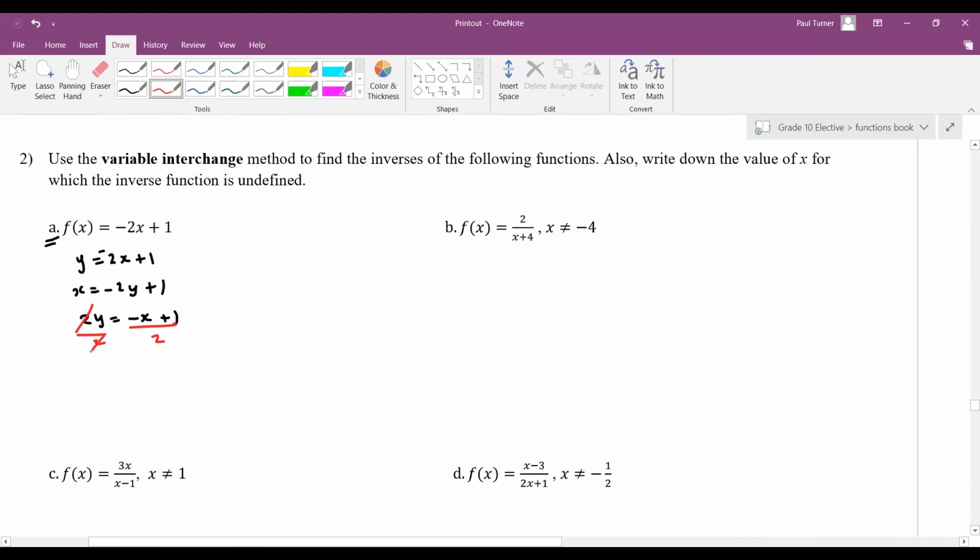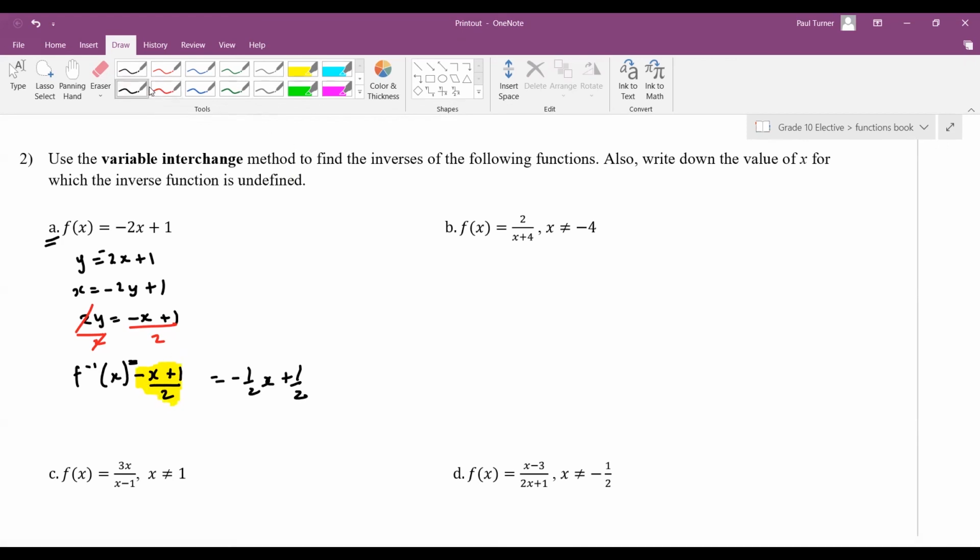Cancel your 2. So we swap x and y, we rearrange to be y equals, and that will be our inverse. So your inverse is minus x plus 1 on 2. And you can make that minus a half x plus a half if you want to as well. But I think this form is better when you start manipulating the equations around, so maybe keep it in that form.